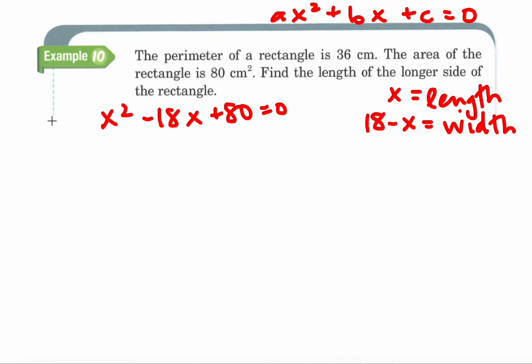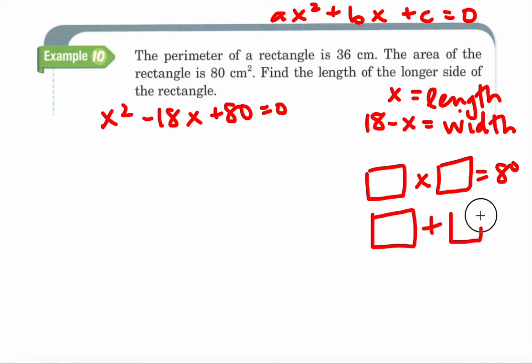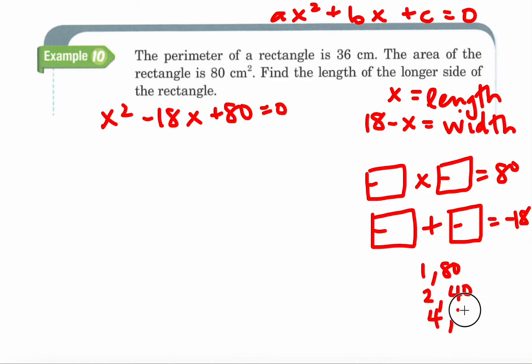So we need a product that'll get us to 80, but we need a sum that'll get us to negative 18. So that must mean we have two negative numbers that'll be added together to get to negative 18, but then we'll multiply negative times negative to make positive. So what do we have then? We have 1 and 80, 2 and 40, 4 and 20.